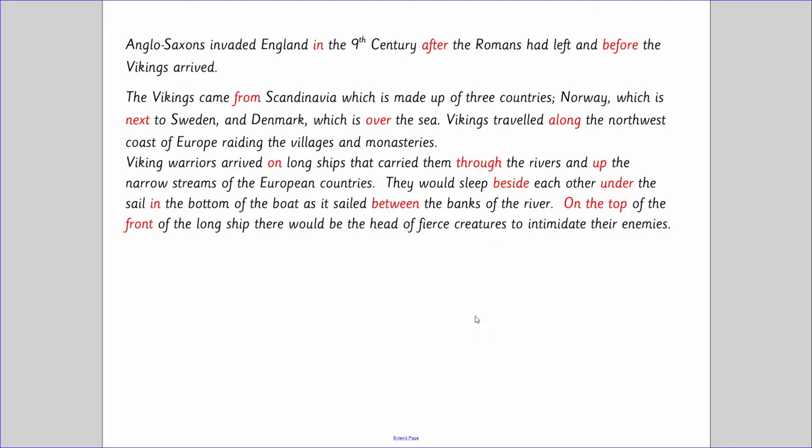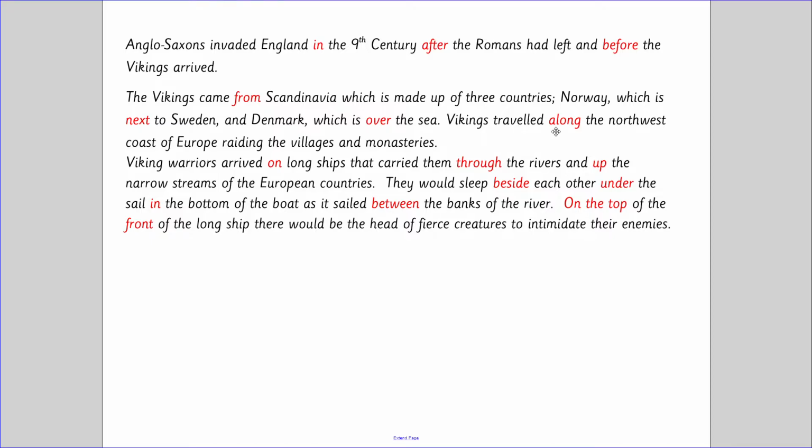So let's see, did you find the same prepositions that I did? So we've got Anglo-Saxons invaded England in the 9th century. This preposition here tells us when it happened. After the Romans had left and before the Vikings arrived. The Vikings came from Scandinavia, so telling us where in space they came from, which is made up of 3 countries. Norway, which is next to Sweden, and Denmark, which is over the sea.